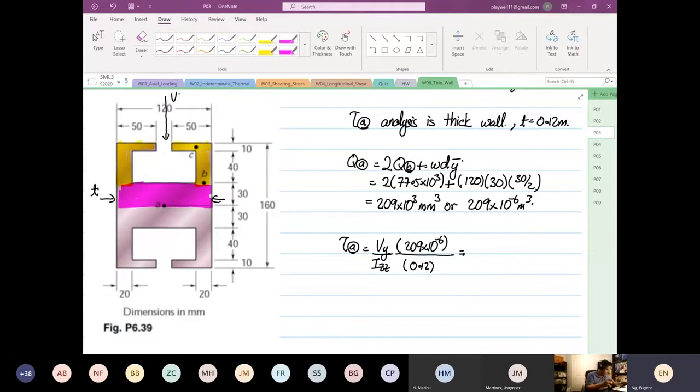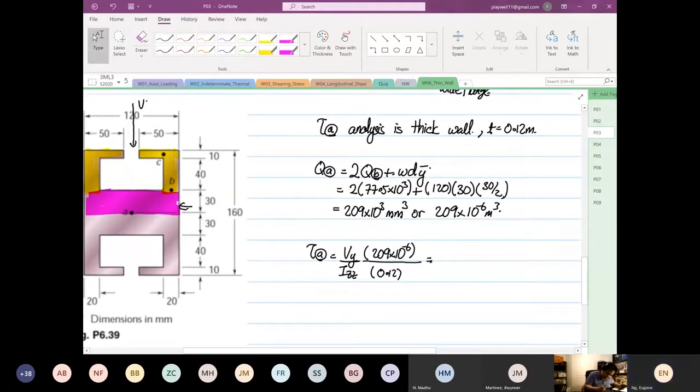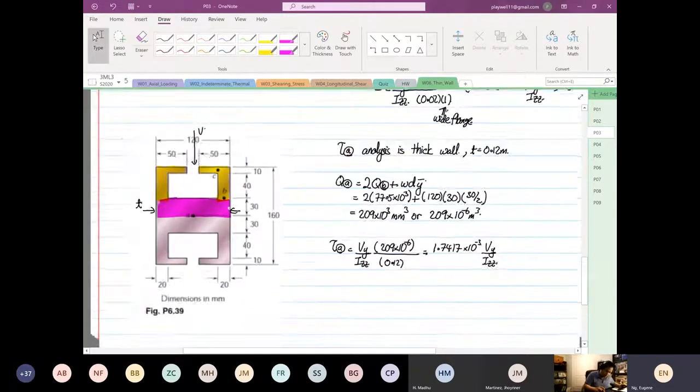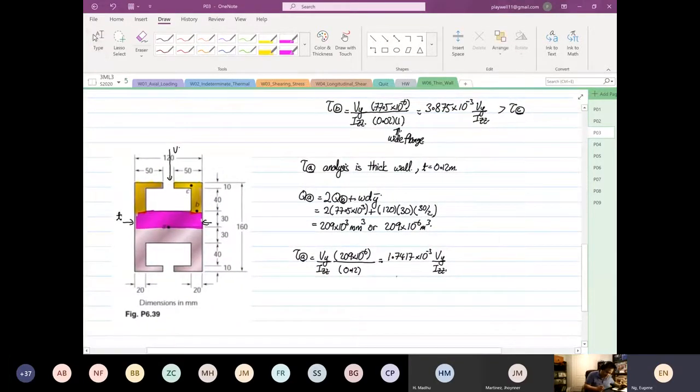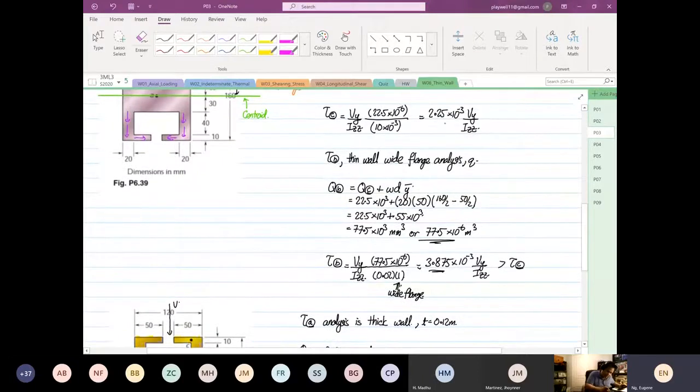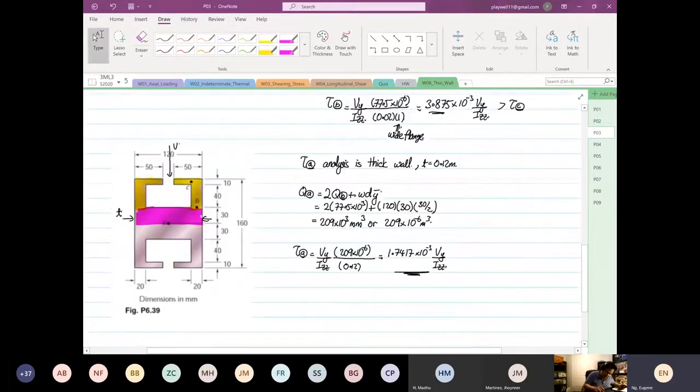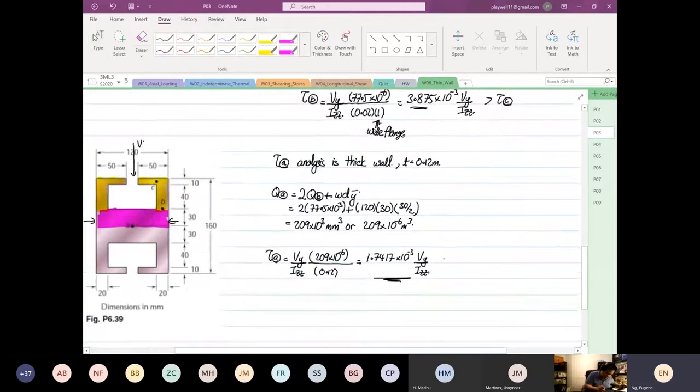So this is 1.7416 times 10 to the power minus 3 Vy over Izz. So you look at the three values now. You have 1.7417, you have 3.875, all times 10 to the power minus 3, and then you have 2.25. Okay, so we know that this over here is less than the shear stress at point B, right? The shear stress at point B is 3.875.